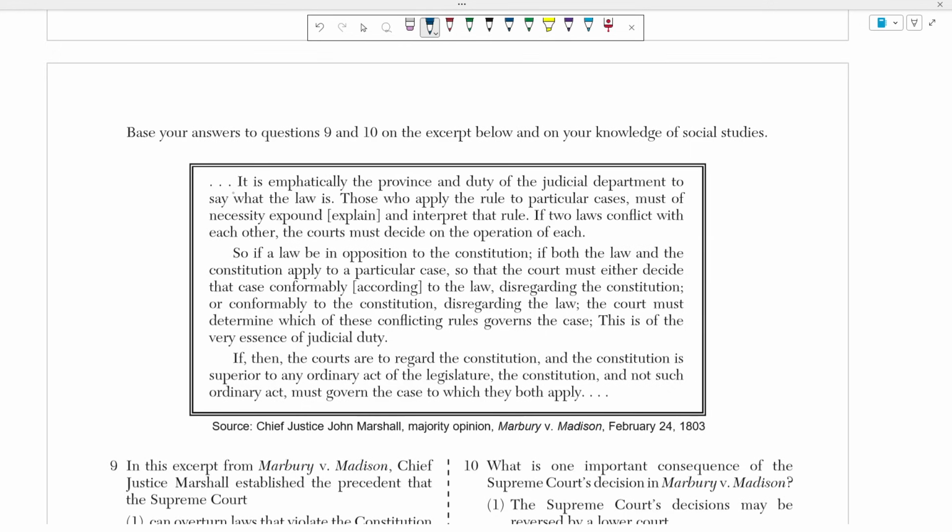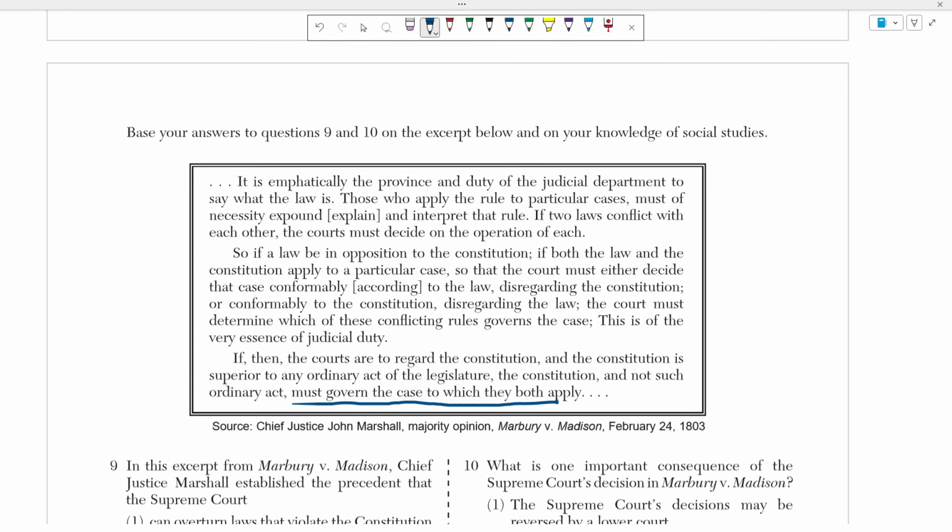So if a law be in opposition to the Constitution, if both the law and the Constitution apply to a particular case, so that the court must either decide that case conformably to the law, disregarding the Constitution, or conformably to the Constitution, disregarding the law. The court must determine which of these conflicting rules governs the case. This is of the very essence of judicial duty. If then the courts are to regard the Constitution, and the Constitution is superior to any ordinary act of the legislature, the Constitution and not such ordinary act must govern the case to which both apply.